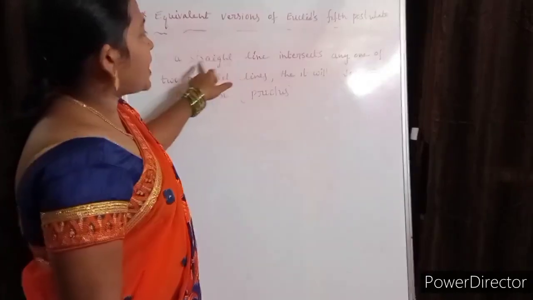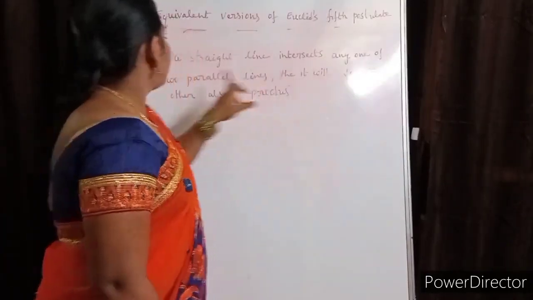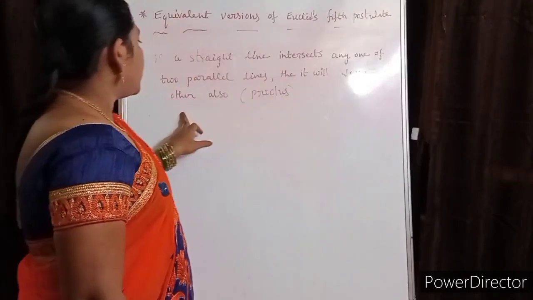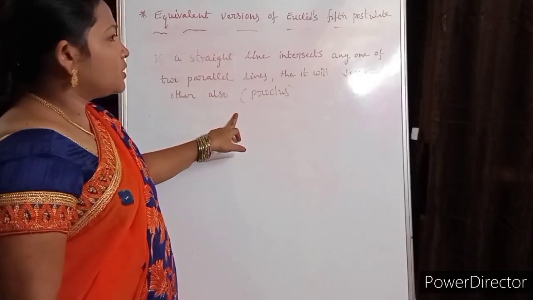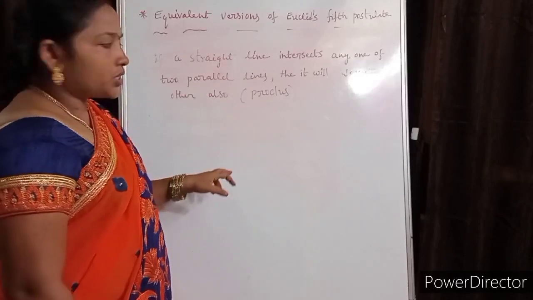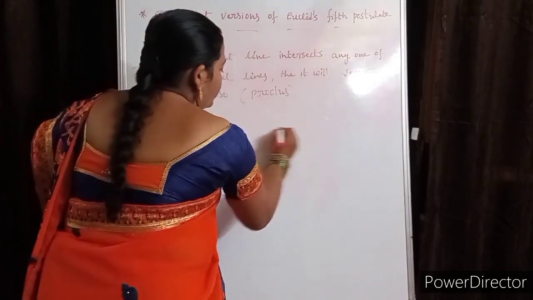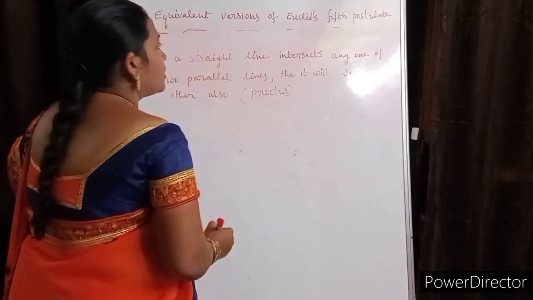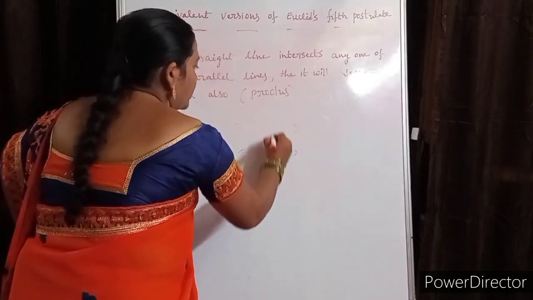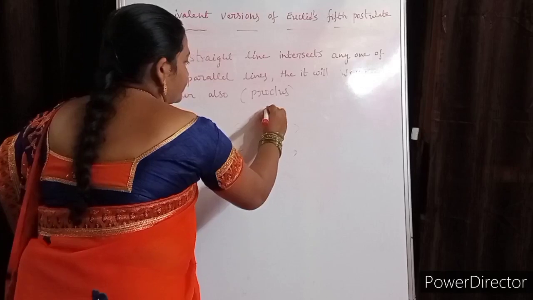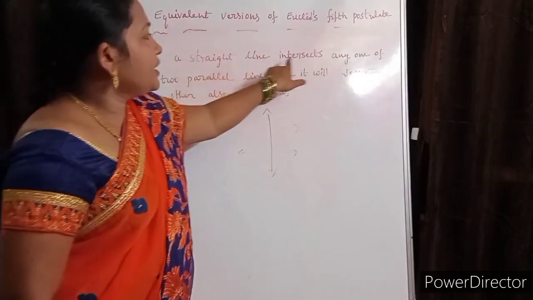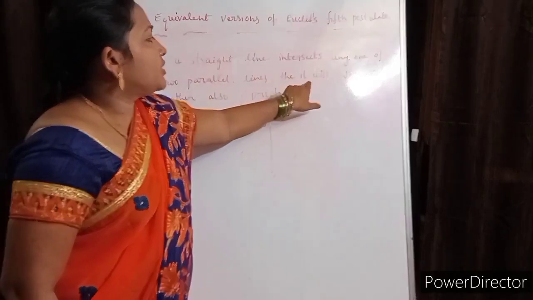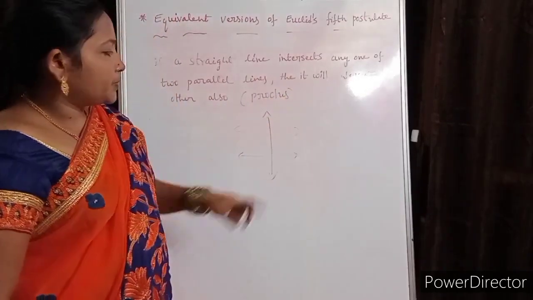If a straight line intersects any one of two parallel lines, it will intersect the other also. This is Proclus's postulate. A pair of parallel lines, intersected by another line.